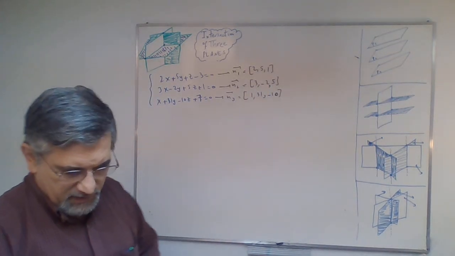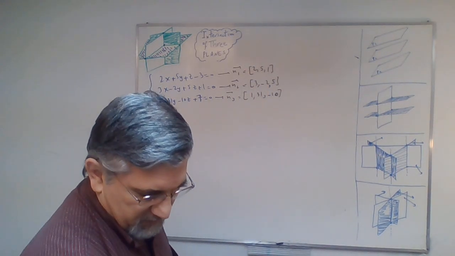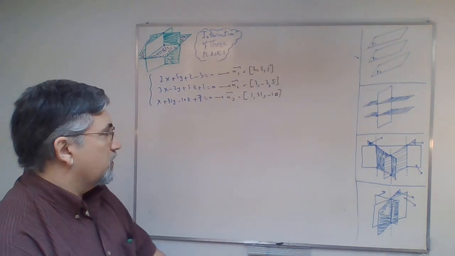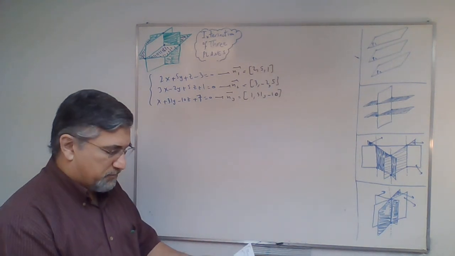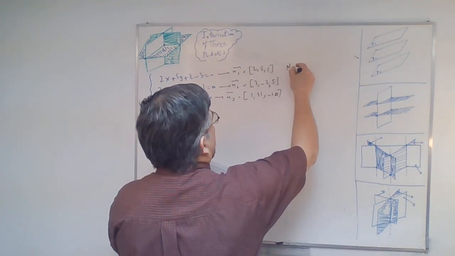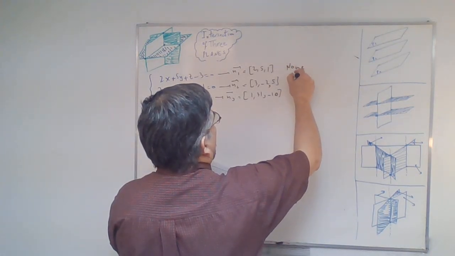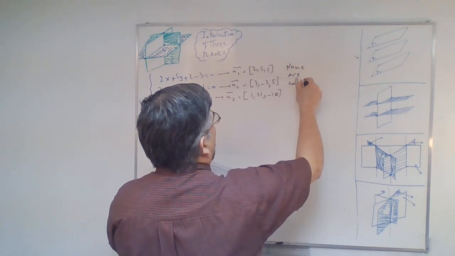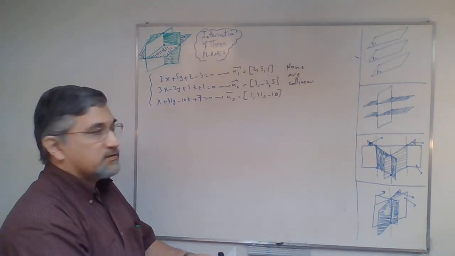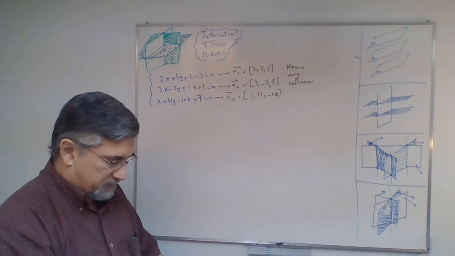You clearly see that by simple investigation, none of these vectors are collinear. None of these vectors are parallel to one another. So I would write here, none are collinear, because not any vector is a multiple of the other vector.